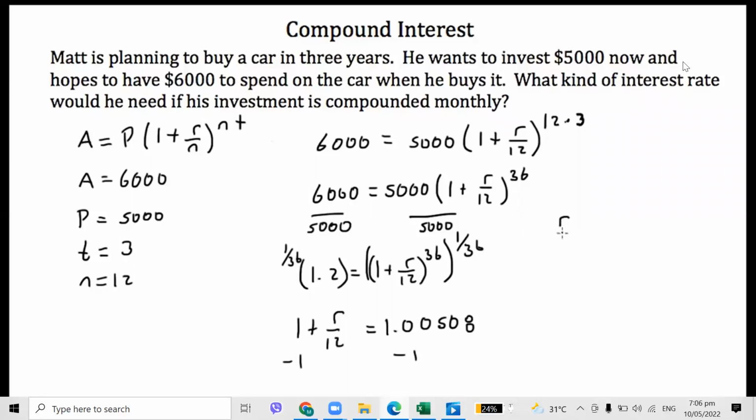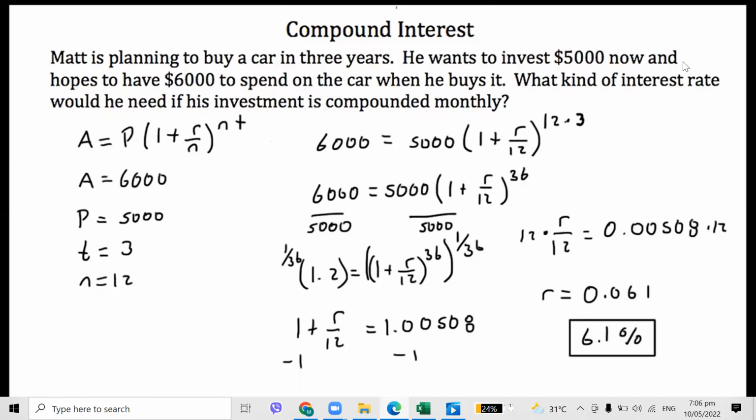We'll get r over 12 is equal to 0.00508. Multiply both sides by 12, and we'll get r is equal to approximately 0.061. Or we can say 6.1%. So Matt's account has to have at least a 6.1% per year interest rate.